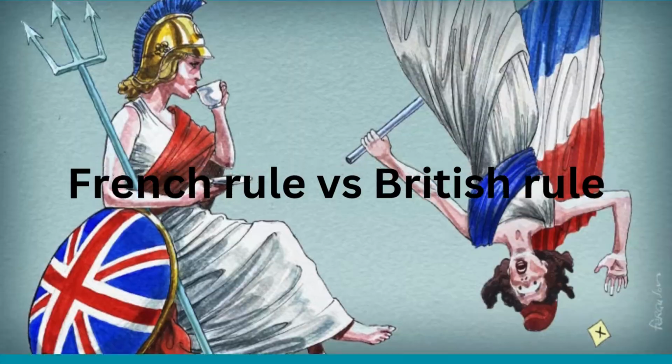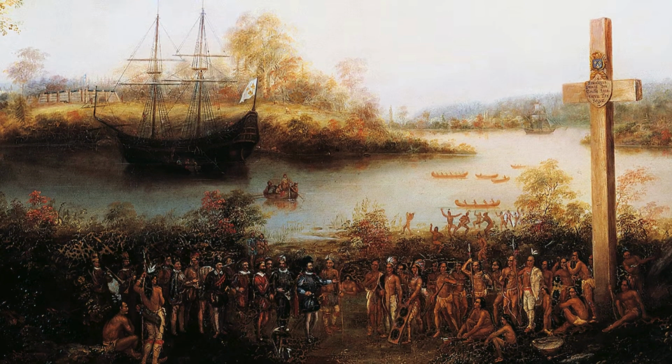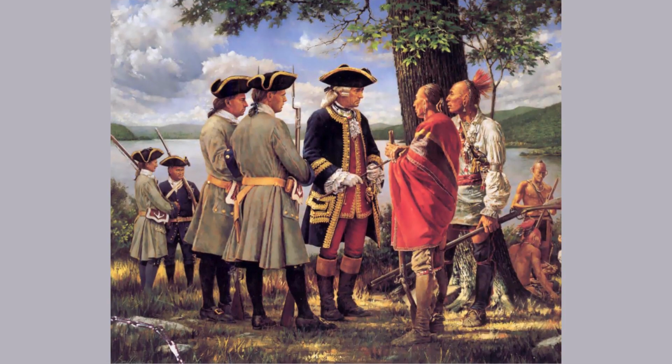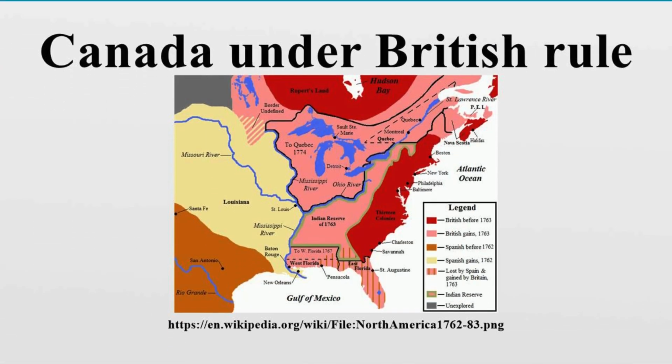French rule versus British rule. French colonization in Canada began in 1608 with Quebec's founding. The French promoted assimilation through Catholic missions, boarding schools, and reserves to convert indigenous peoples to Christianity and French culture. These early systems influenced Canada's later residential schools.